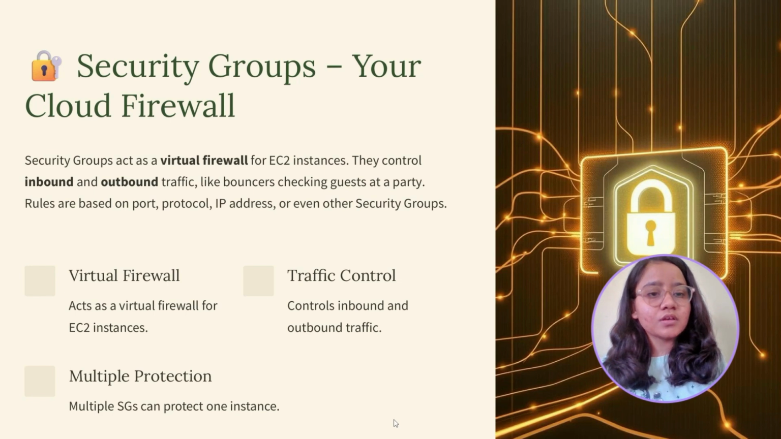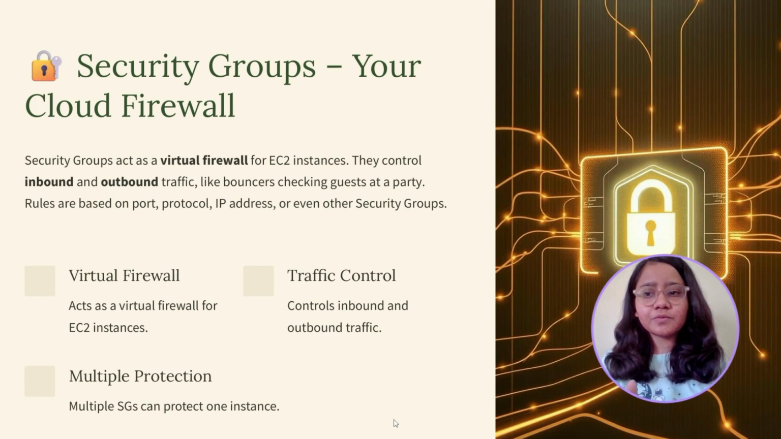In the upcoming demo, I will show you how to create and attach a security group using the EC2 console. You will see how to allow SSH from a specific IP and restrict everything else. Remember, security groups are stateful. If you allow incoming traffic, return traffic is automatically allowed. This is different from traditional firewalls and really simplifies rule management.